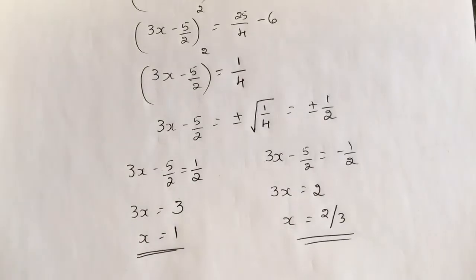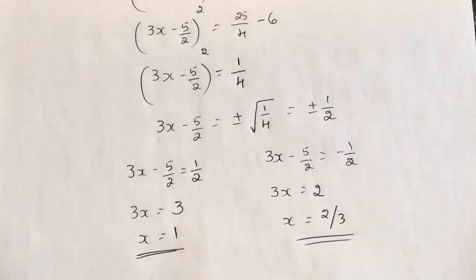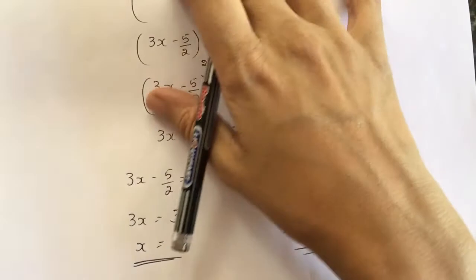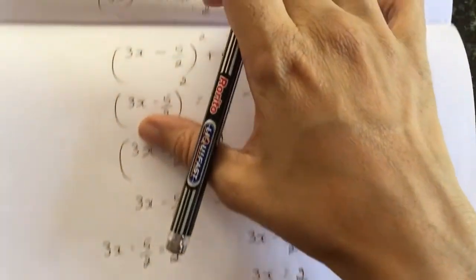You got two roots. Since it's a quadratic equation, you are getting two roots. One value is 1 and another value is 2 by 3. Is it okay? This is another method. Same method, completing square method only, but the problem is quite different.